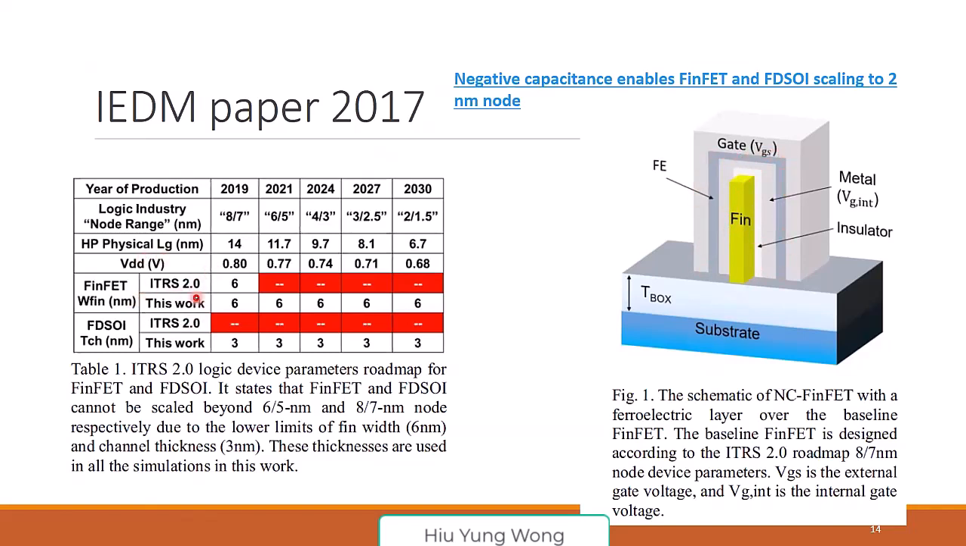ITRS is the roadmap I mentioned to you in the first or second class. And he said that we don't know how to scale the transistor down to 2 nanometer. Here he said that if we use the ferroelectric FinFET, we can scale down to there. But again, this is just simulation, okay? It's good to learn what they did, but don't trust and don't bet on their paper, right?